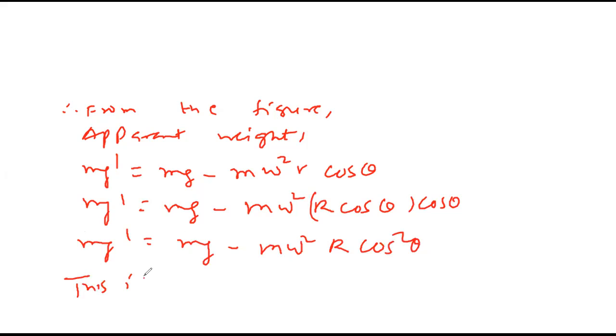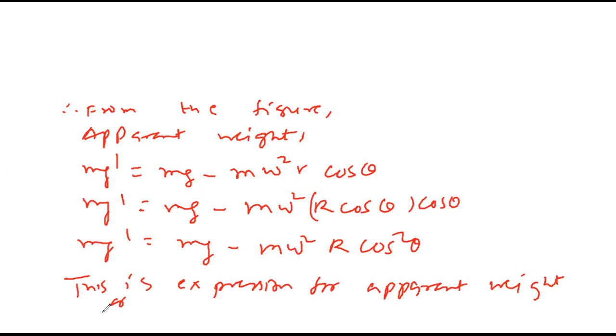This is the expression for apparent weight, or g dash equals g minus omega square R cos square theta. So that means the effect on weight or gravity is the same. Please copy till the end. Then we will see what will happen if the body is at equator or at pole.